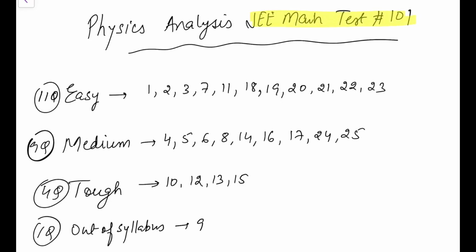I've just solved this test 101 of JEE Main, and here I am with the analysis of the physics section. Question number 9 is for triode, and I think that is out of syllabus. 4 questions I have classified as tough. You might not feel them as tough. 9 were medium, 11 were easy.